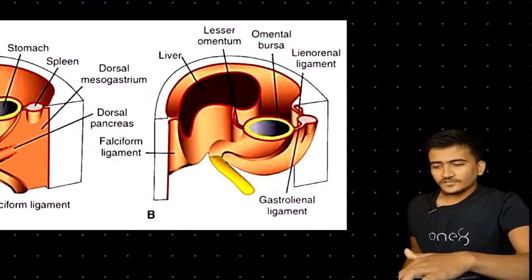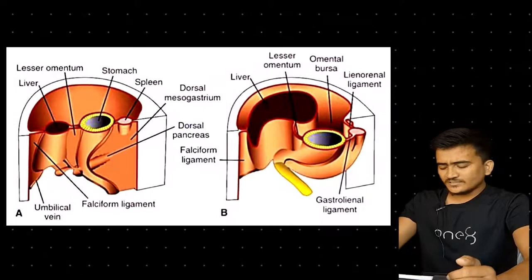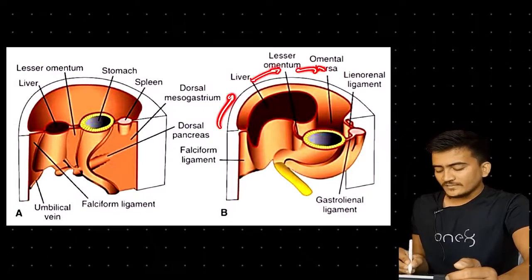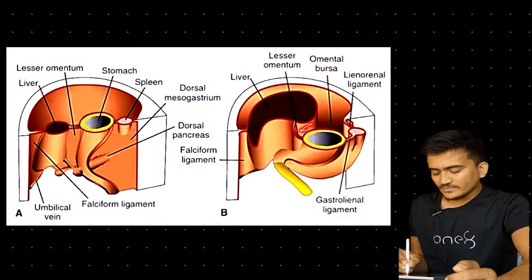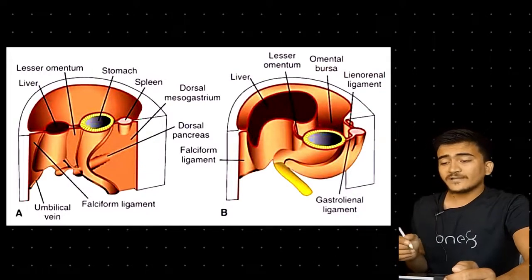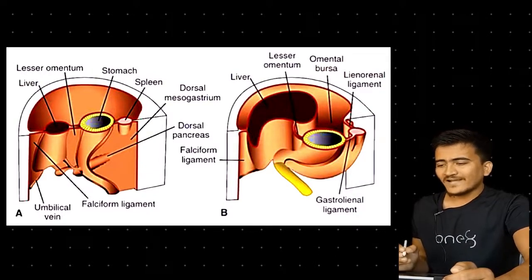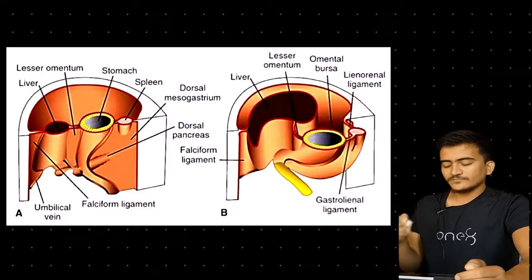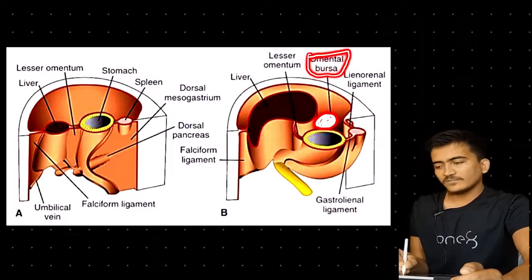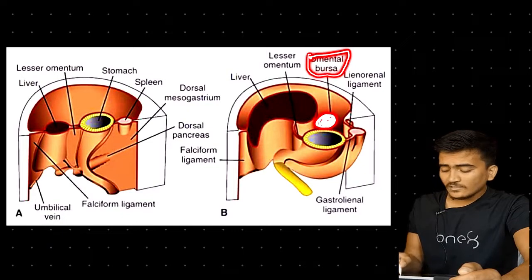Now moving further. During the time of the 90 degree rotation, a certain space is being created, the space on the right hand side of the stomach. Now what will it be called? It will be called the omental bursa, or it can also be called the lesser sac.